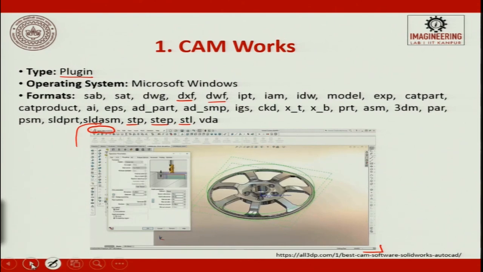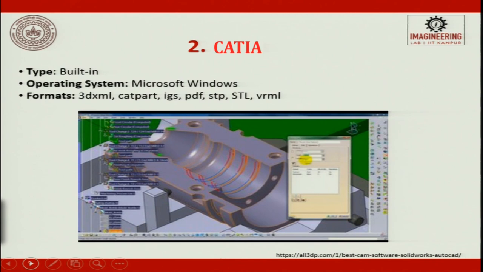A similar software is CATIA. CATIA is a built-in software with operating system Microsoft Windows. It supports these many formats. IGS is a major format that is used. This is the major interface of this software.